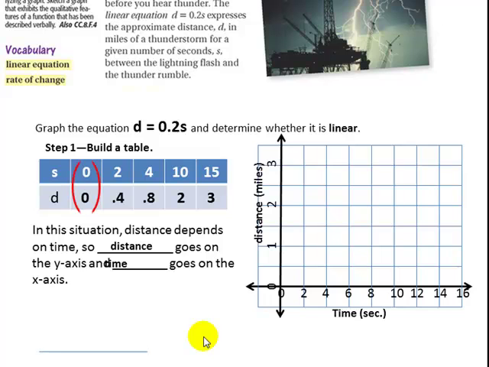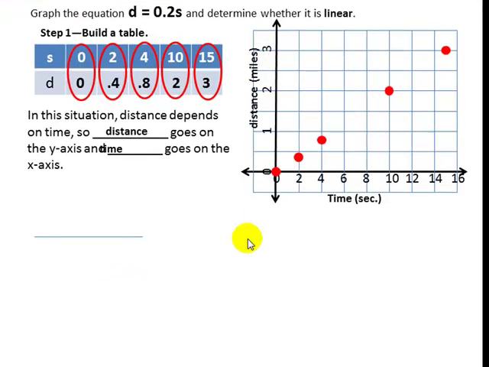Now we're ready to plot our points. This point should be plotted at 0, 0: 0 seconds, 0 for the time. Our next point, 2 seconds, should be plotted at 4/10 of a mile. The next one, 4, should be plotted at 4 seconds and 8/10. Our next one should be plotted at 10 seconds, at 2 miles away. And our last one should be for 15 seconds, which means the thunderstorm is 3 miles away.